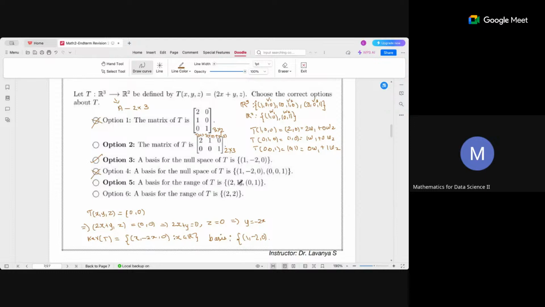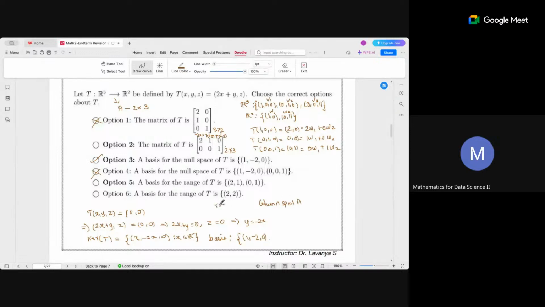What is the basis for the range of T? How do you find the range of T? For finding the range of T, if you have the matrix, you don't have to worry about anything. Just look at the matrix. You know that the columns are nothing but elements of R2, so the columns are the elements of your codomain. So you have to just look at the column space of your matrix, which gives you the range of T. So what is the column space of this matrix? Span of the columns.